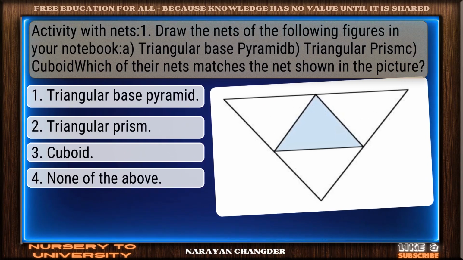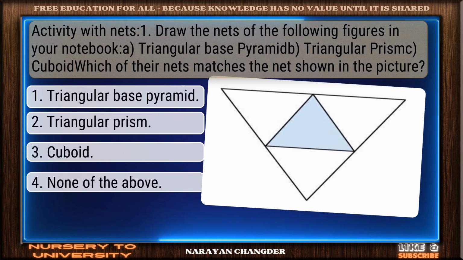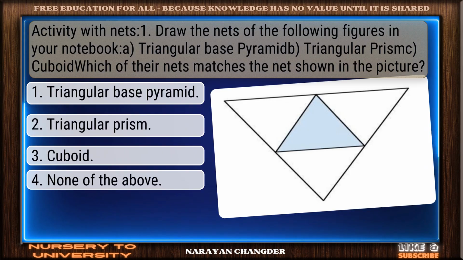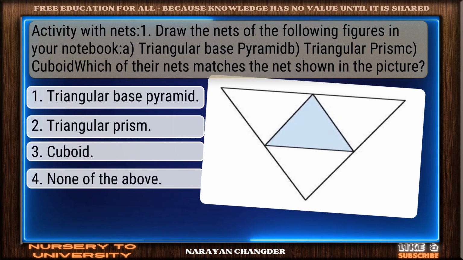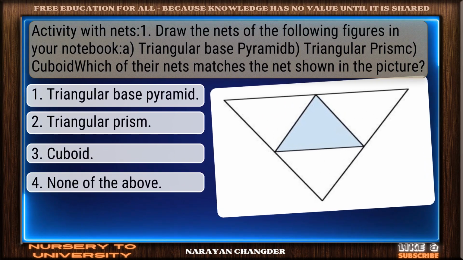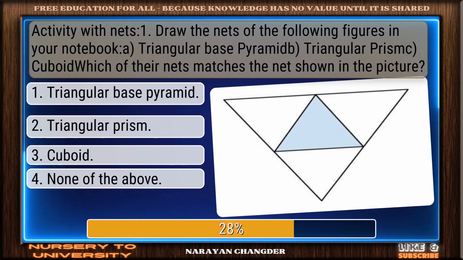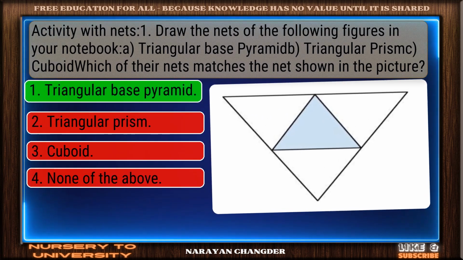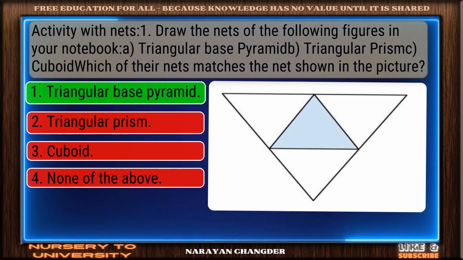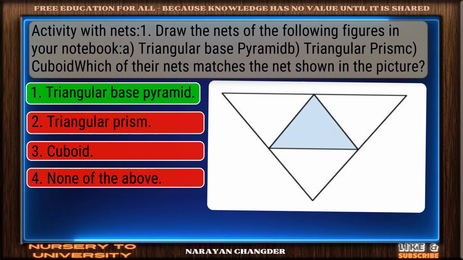Activity with nets. Draw the nets of the following figures in your notebook. A. Triangular base pyramid. B. Triangular prism. C. Cuboid. Which of their nets matches the net shown in the picture? Strong choice. Triangular base pyramid is the right answer.